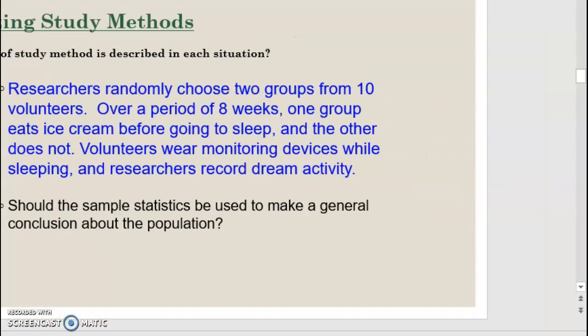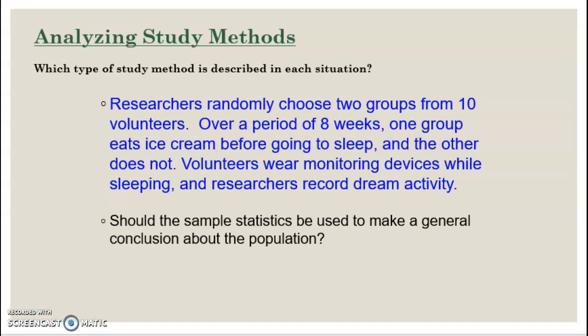Analyzing study methods. Which type of study method is described in each situation? Researchers randomly choose 2 groups from 10 volunteers. Over a period of 8 weeks, one group eats ice cream before going to sleep and the other does not. Volunteers wear monitoring devices while sleeping, and researchers record dream activity. Should the sample statistics be used to make a general conclusion about the population? That is a secondary question. First question, what type of study method is described in each situation?